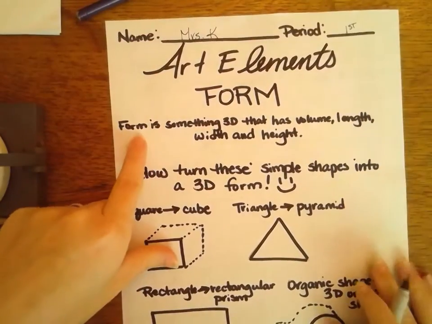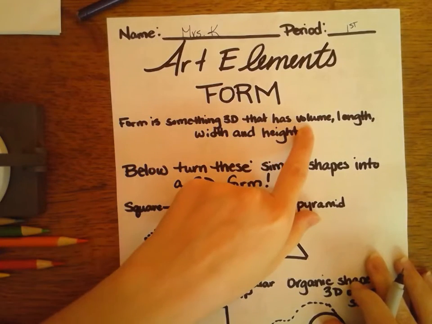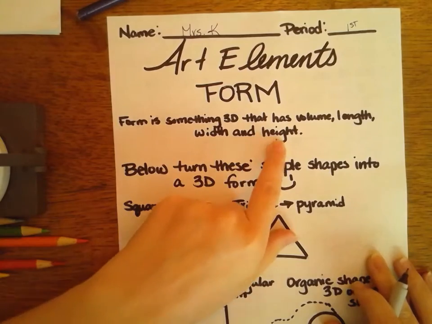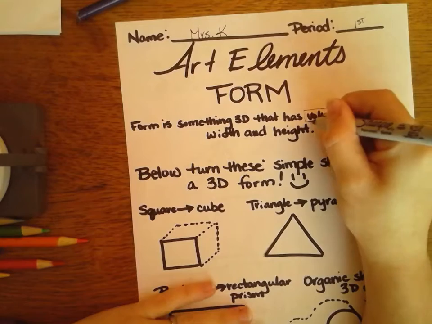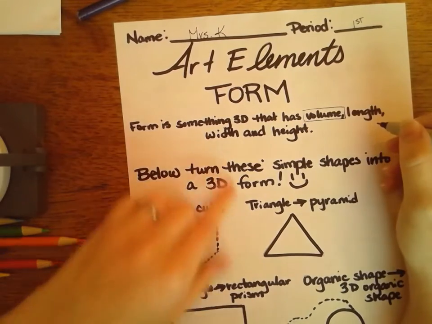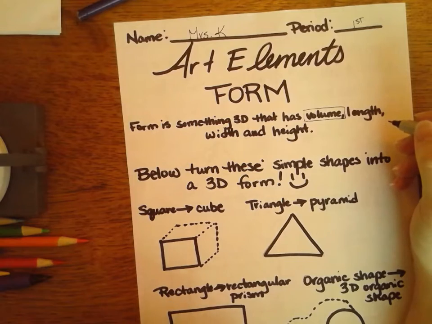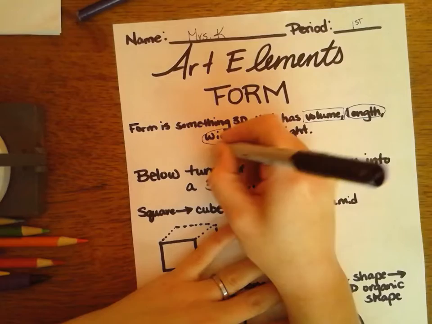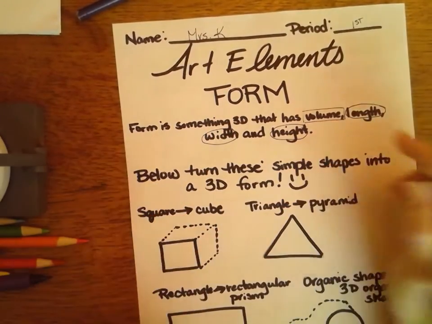So form is something that is 3D, and when something is 3D it has to have volume, length, width, and height. So volume is something that we measure as in weight. Length, width, and height is some sort of measurement that we use just to measure how big it is. So circle these three: length, width, and height. Volume is something that we measure for how heavy it is.